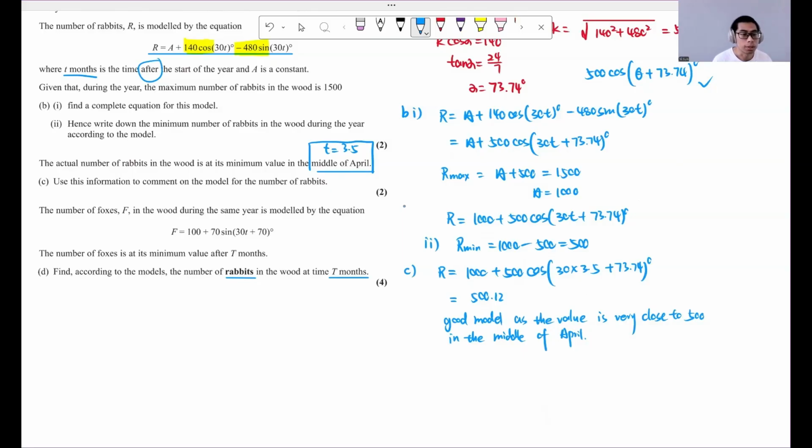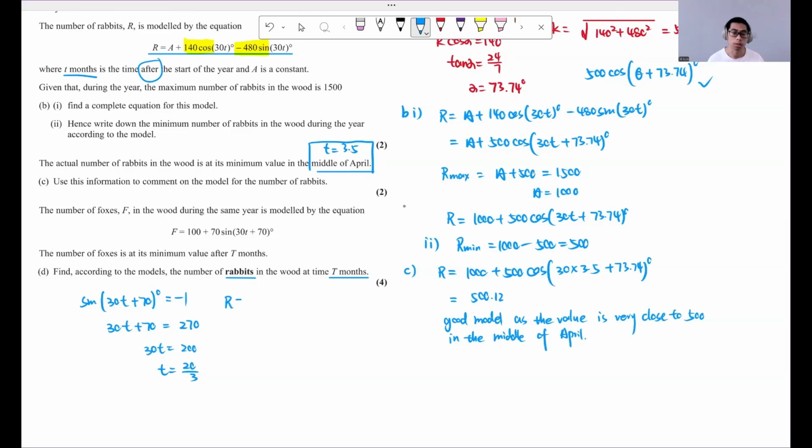The number of foxes is at its minimum value when sine is equal to negative 1. So sin(30t plus 70 degrees) equals negative 1. That means 30t plus 70 is equal to 270, so 30t is equal to 200, and t is 200 over 30, which is 20 over 3.